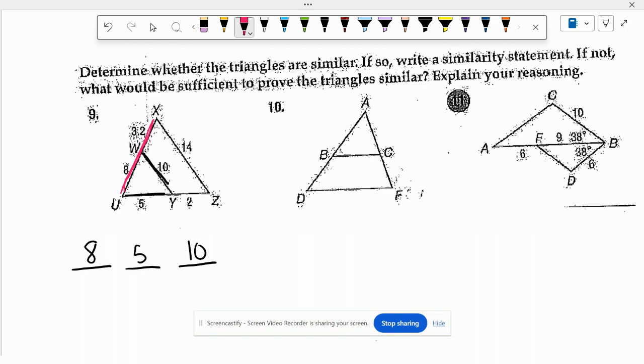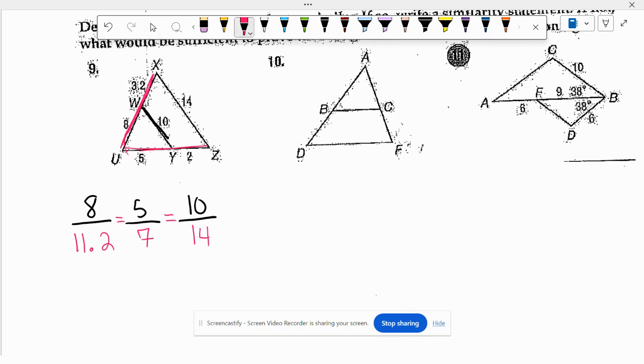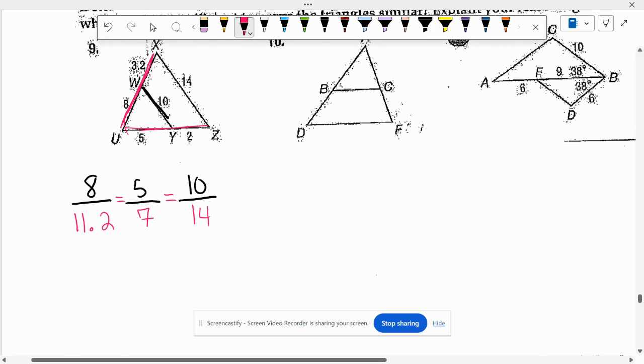Do you see that? What is 8 plus 3.2? 11.2. What's the whole side that corresponds with 5? 7. And the whole side that corresponds with 10? 14. So do that whole trick that Parker and I were talking about. What's 8 divided by 11.2? What's your decimal? 0.714. Okay, what's 5 divided by 7? Okay. What's 10 divided by 14?